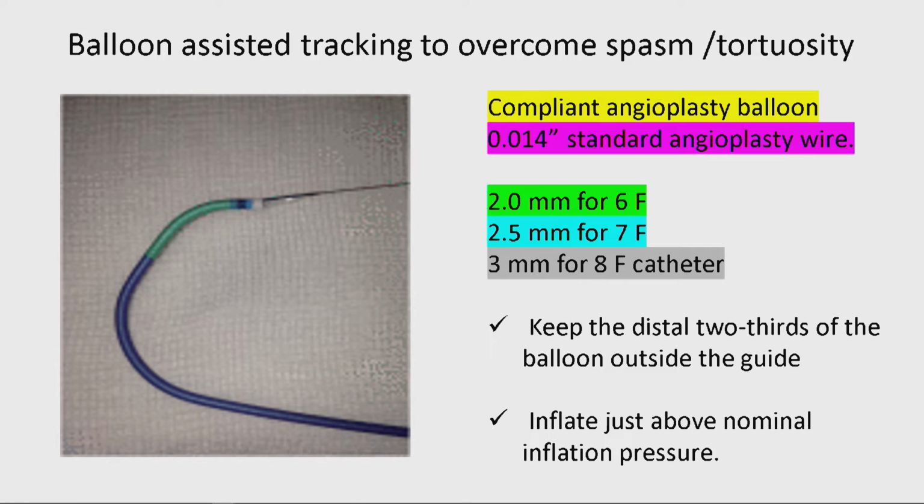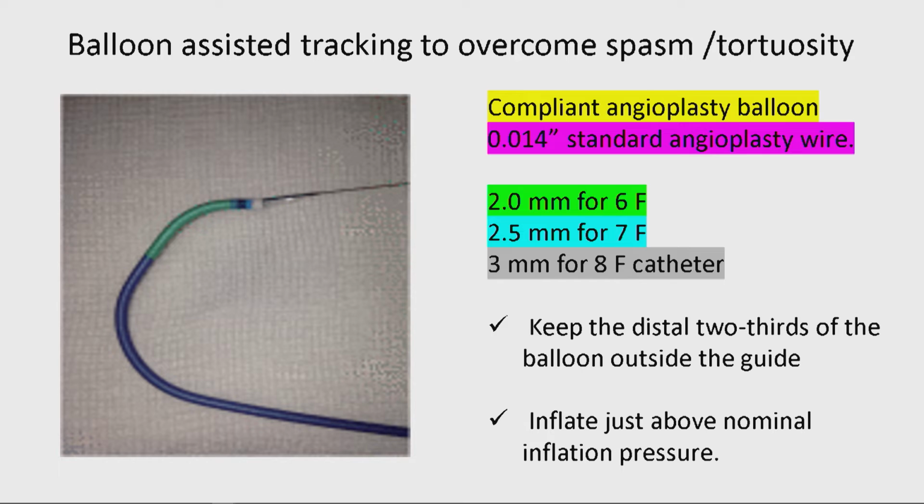So what is the balloon-assisted technique? When there is severe spasm, we have to use this technique: balloon-assisted tracking to overcome a spasm or tortuosity. We need a compliant angioplasty balloon and a 0.014 standard angioplasty wire. For a 6 French catheter, a 2 millimeter balloon is compatible. For a 7 French catheter, a 2.5 millimeter balloon. For an 8 French catheter, a 3 millimeter balloon.